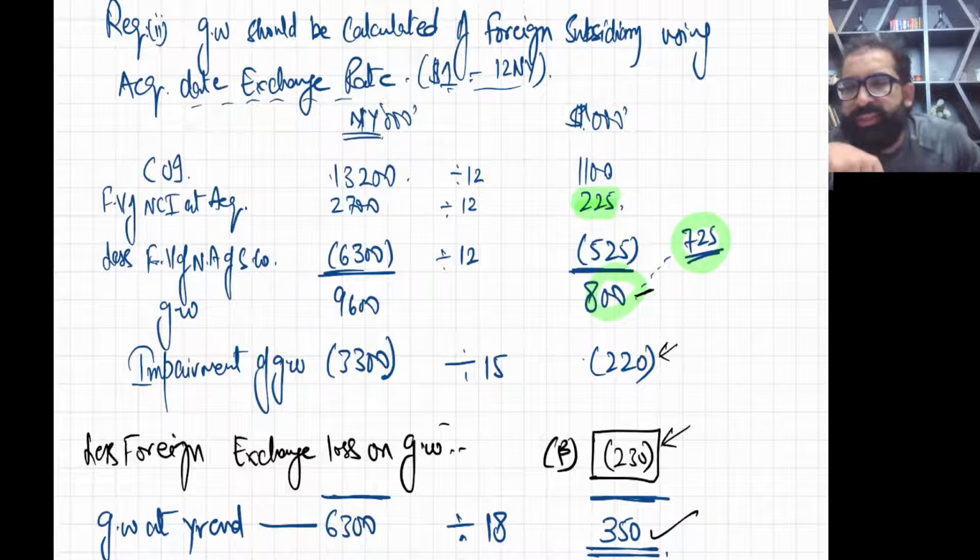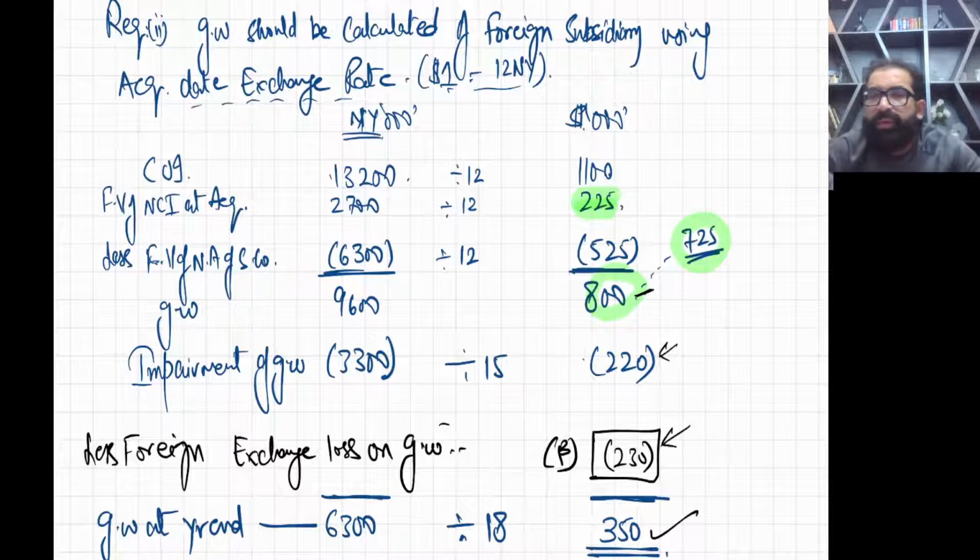And what about foreign exchange loss? See, as the method is full goodwill method, not proportionate method, this 230 will also be distributed between translation reserve and NCI. Now I would use the word translation reserve. Okay, hope you remember translation reserve. Or if you are talking about the income statement, SOCI, it goes in OCI.